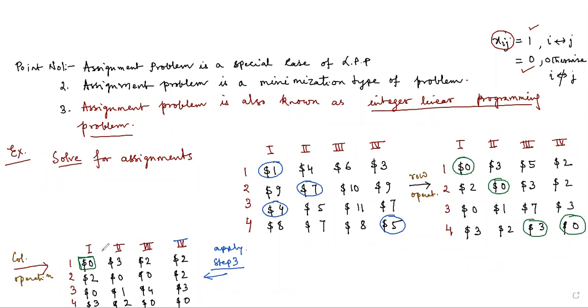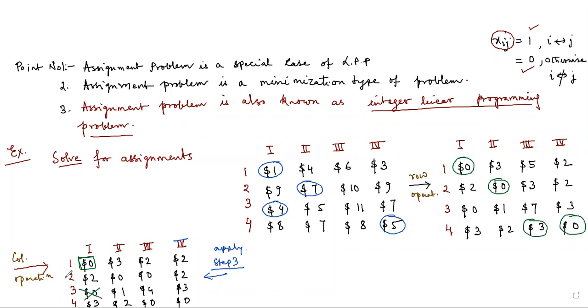Now this boxed zero is contained in this column, and in this column there is an extra zero present here, so we have to strike it out. Why is it so? Because in a particular row or in a particular column, you can have only one zero, one assignment, not more than that. Now come to the next.